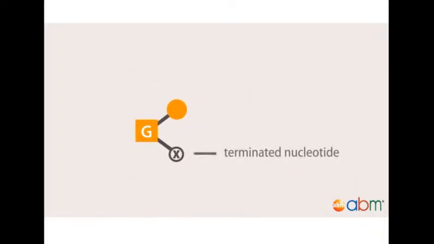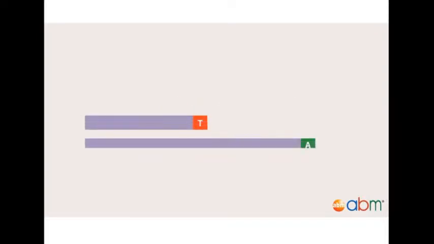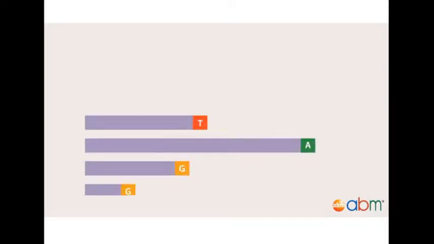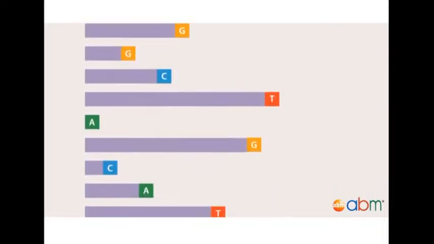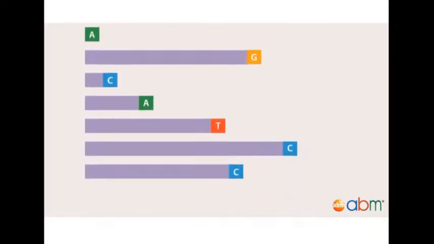1. They lack a 3' hydroxyl group, which is required for further DNA extension, resulting in chain termination once incorporated in the DNA molecule. And 2. Each dideoxynucleotide has a unique fluorescent dye attached to it, allowing for automatic detection of the DNA sequence. As a result, many copies of different length DNA fragments are generated in each reaction, terminated at all of the nucleotide positions of the template molecule by one of the dideoxynucleotides.